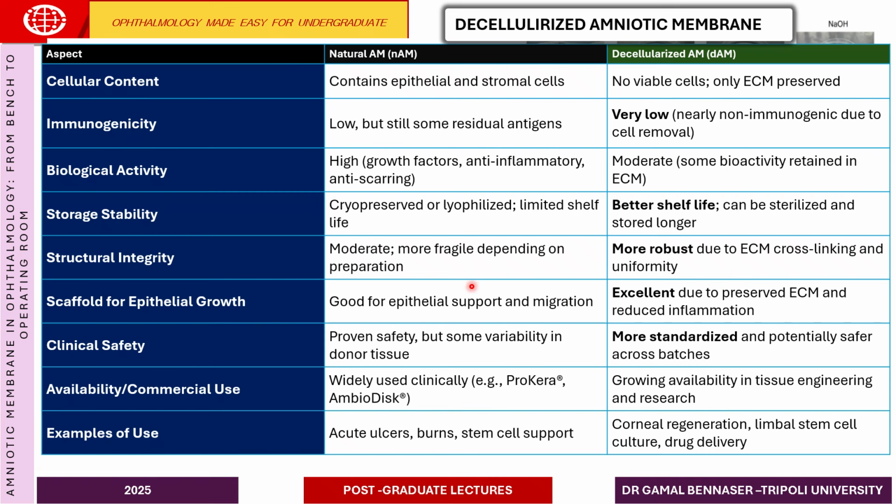As far as the scaffold for epithelial growth, the natural one is good for epithelial support in laboratory cultures as an ex vivo culture. However, the decellularized one is excellent due to the preservation of the extracellular matrix and reduced inflammatory cells. So the decellularized one is very useful in laboratory culture of explants, like in limbal stem cell transplants.